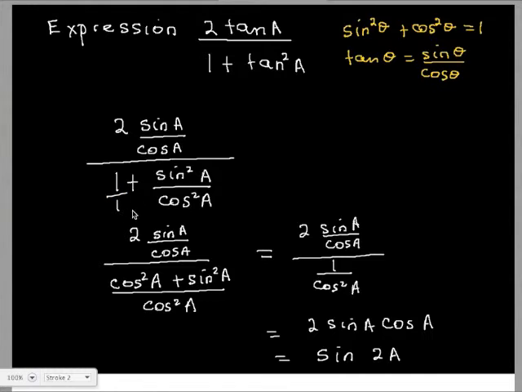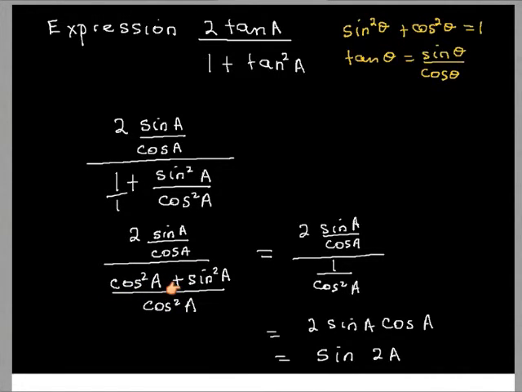1 over 1 if you like. The lowest common denominator is cos squared a, and that's how I got cos squared a plus sine squared a divided by cos squared a. So the whole bottom turns into this complicated fraction here.